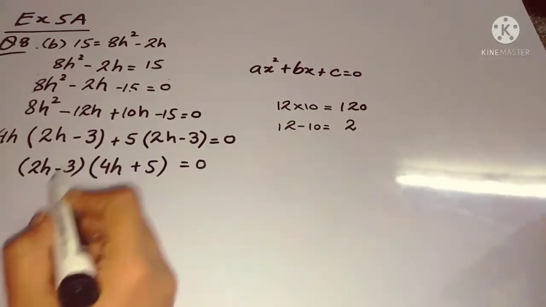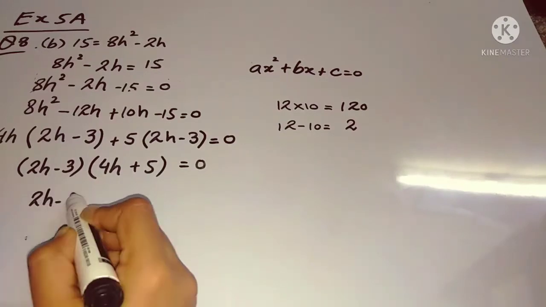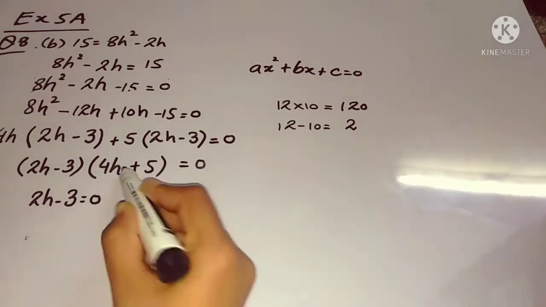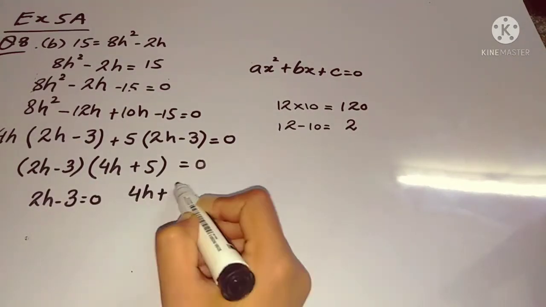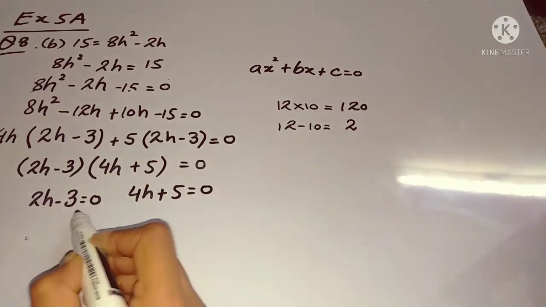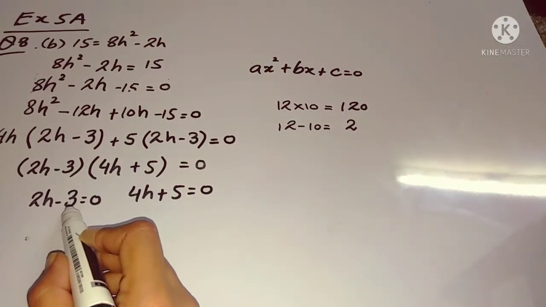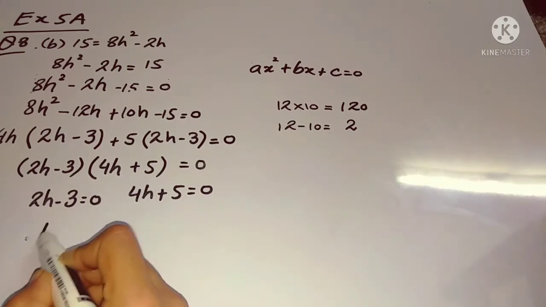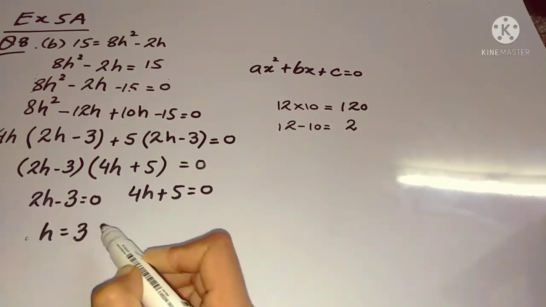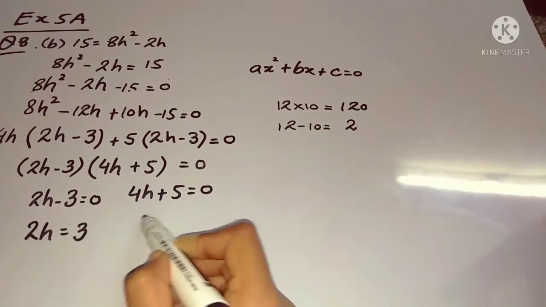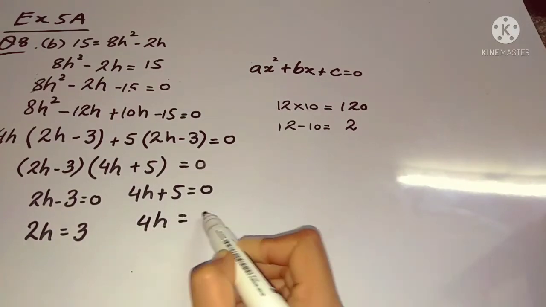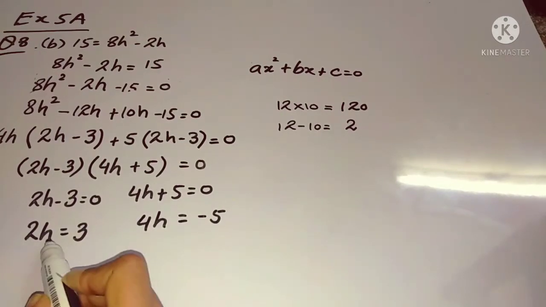Both factors are equal to 0, so I'm going to make each of them equal to 0 so we can find the value. 2h minus 3 equals 0, and 4h plus 5 is also equal to 0. I have to find out the value of h. This 3 is subtracting over here, so it will go to that side. It will be added to 0, so it will become 3. And here in 4h plus 5, the 5 is adding, so it will go to that side and be subtracted.